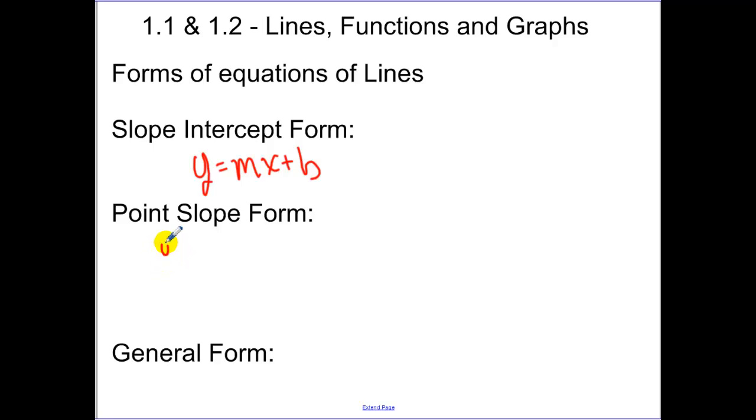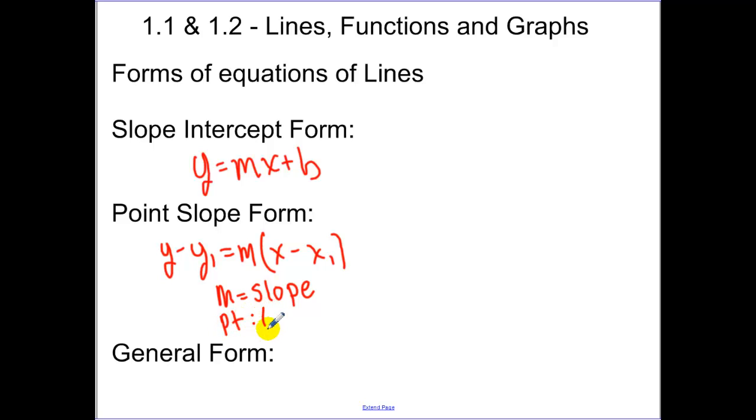is point-slope, which is y - y1 = m(x - x1), where m, remember, is our slope, and a point that's on our line, and this is any point, (x1, y1). And now general form of an equation of a line, ax + by = c. And in order to graph the general form, you'd have to put it into slope-intercept form.